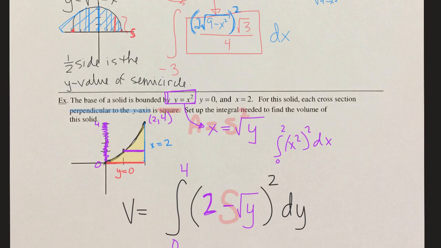So this is the last one. It wants us to find it with respect to y. So we have our equation. It's y equals x squared, but with respect to y, we need to solve that equation for x so that we can plug it in.